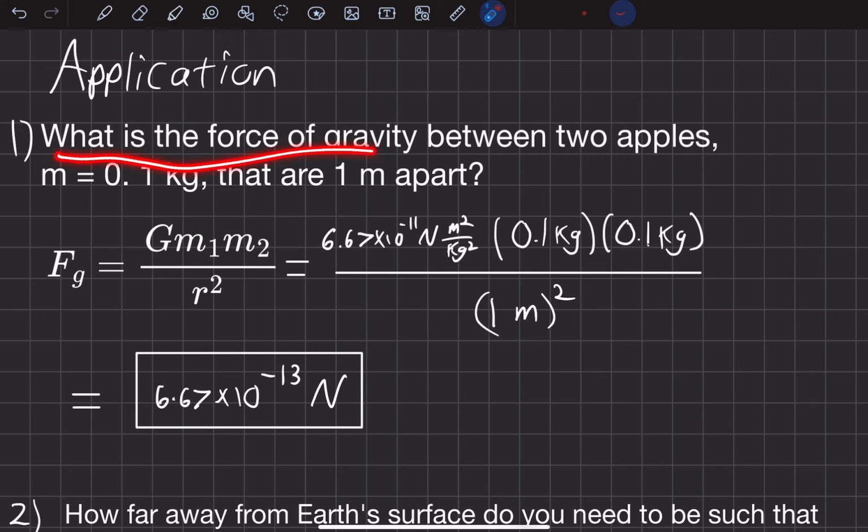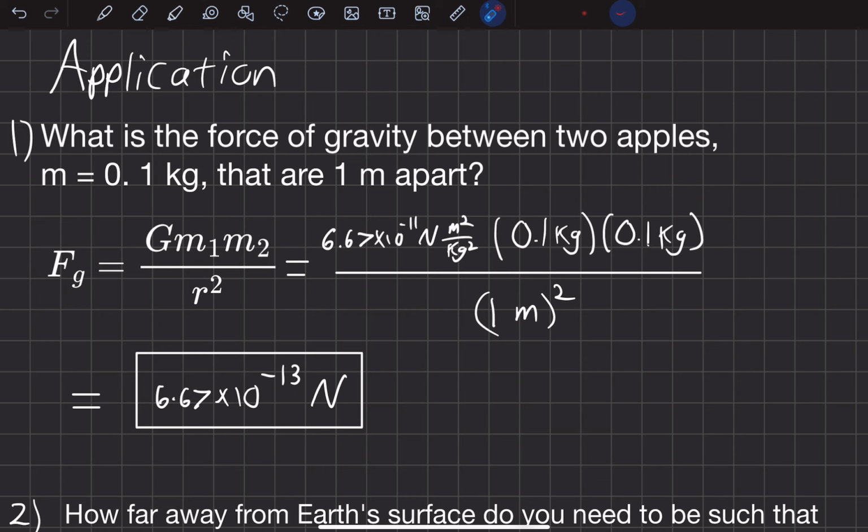So the question is asking, what is the force of gravity between two apples? They're both 0.1 kilograms, so they're both 1/10 of a kilogram or 100 grams, and they're 1 meter apart. Typically, we don't really think of two everyday objects as having a gravitational attraction between them, but it's true that that is the case.